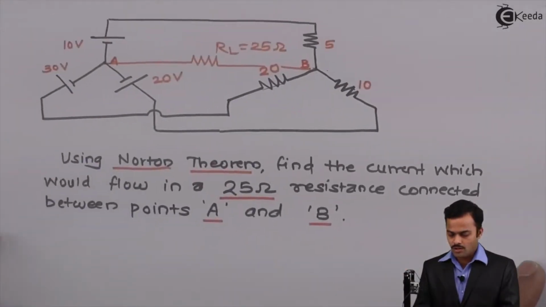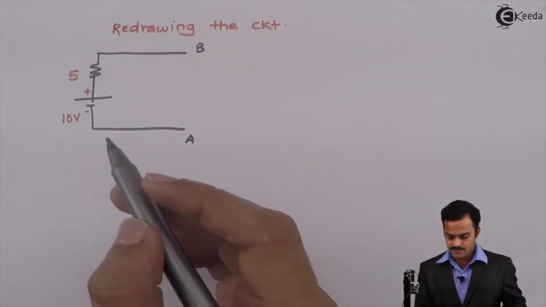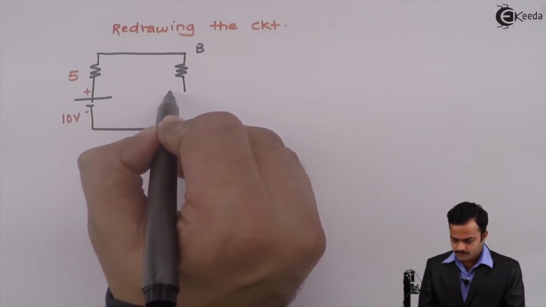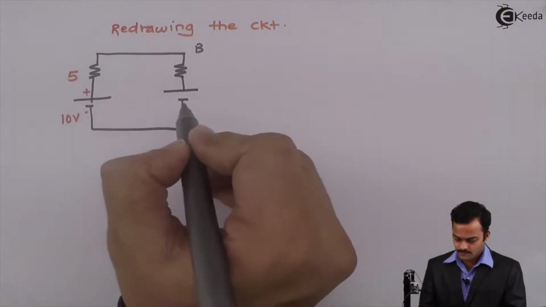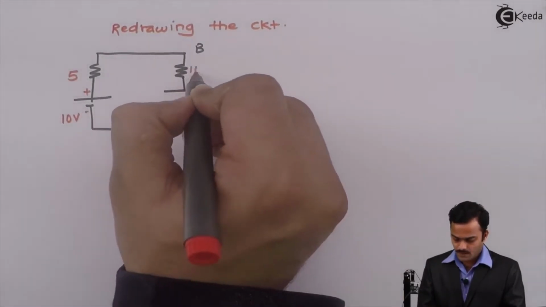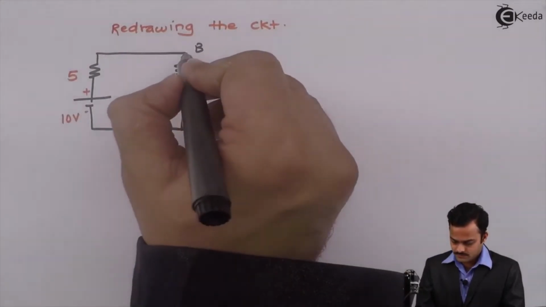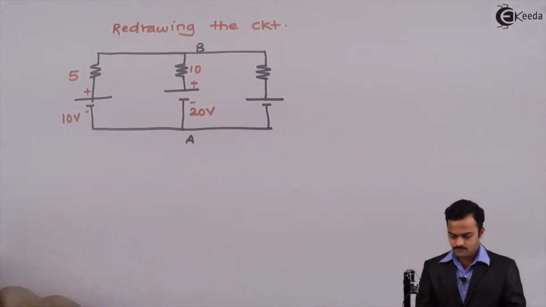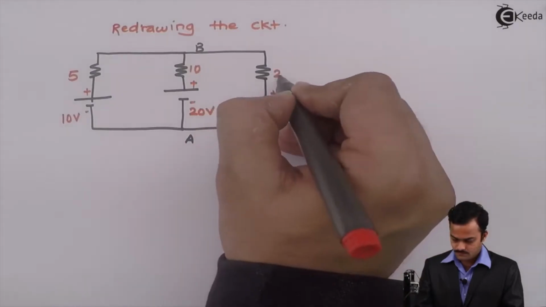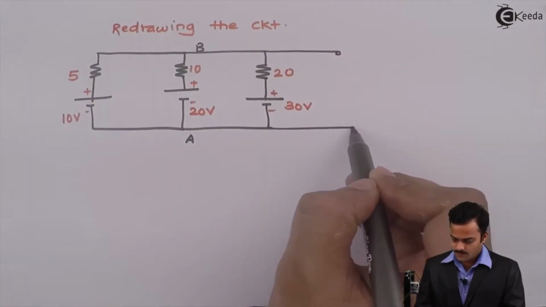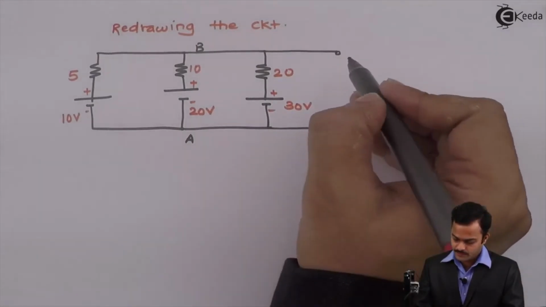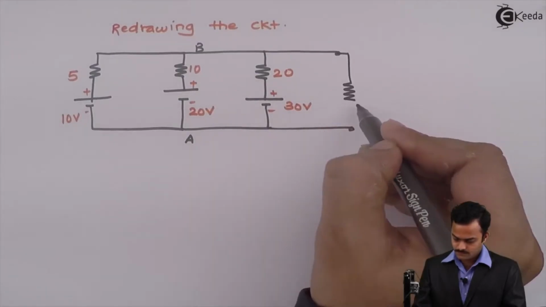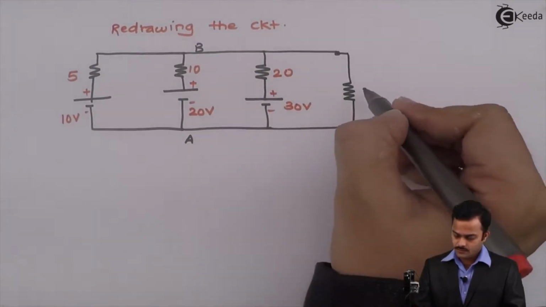In the same way I can draw the remaining two branches, that is 20 volt in series with 10 ohm, and third I am having 30 volt in series with 20 ohm. And a 25 ohm resistance is connected between points A and B. So I will draw that also. So this is RL of 25 ohm.